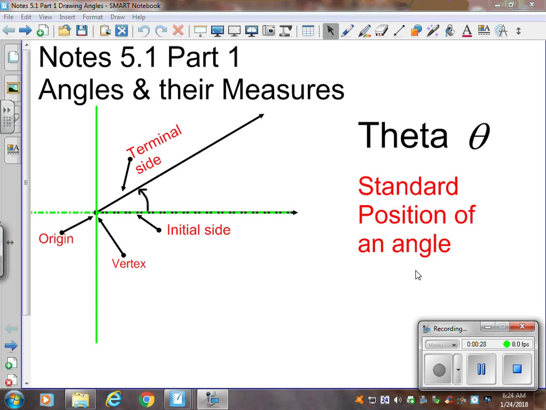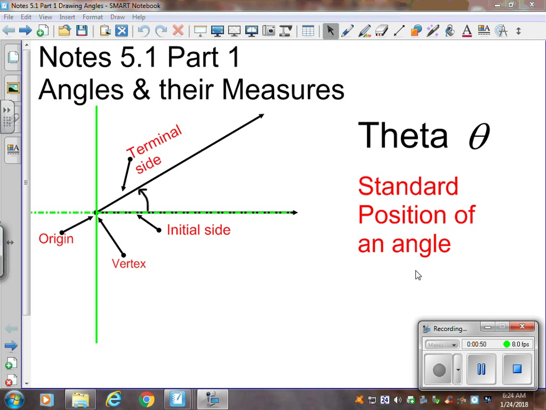But we're now going to superimpose those angles over the coordinate plane. The reason we are doing this is because we're going to try and relate it to a circle. So in the first slide here, we have some general terminology. An angle has two sides made by rays.